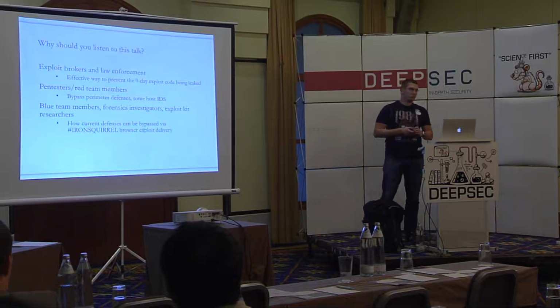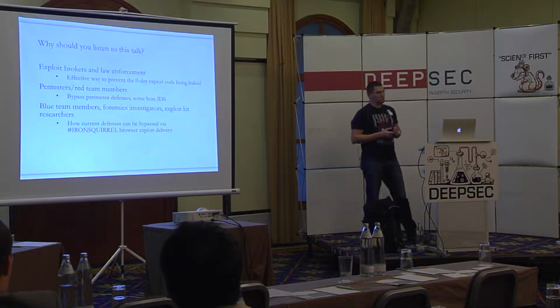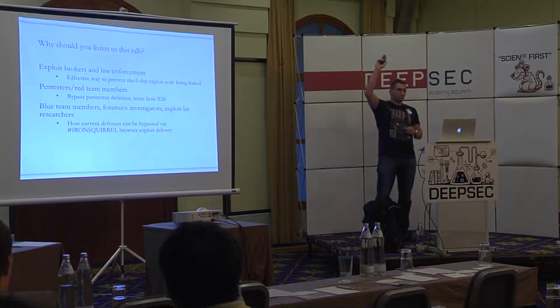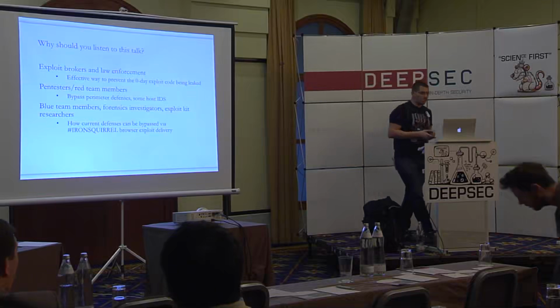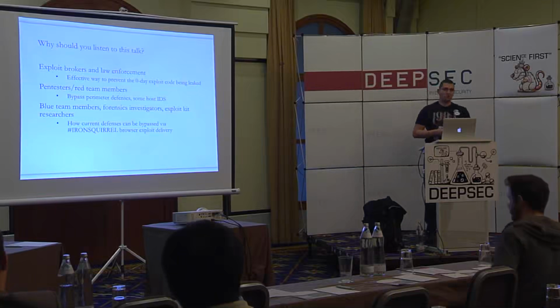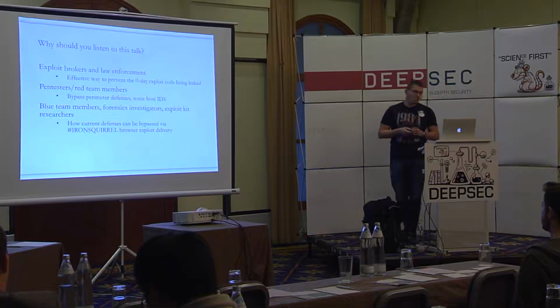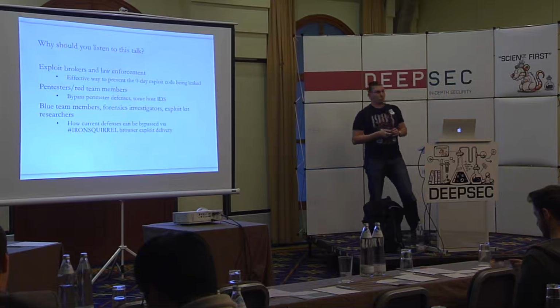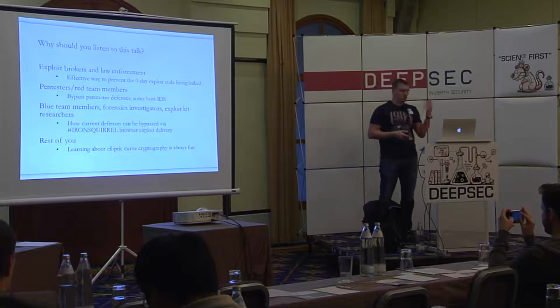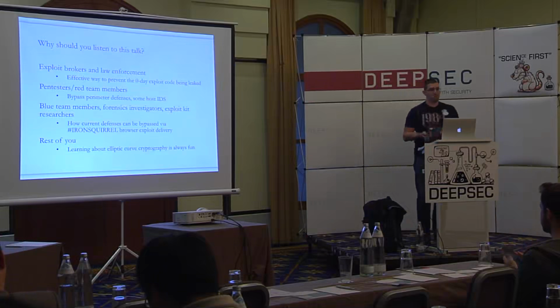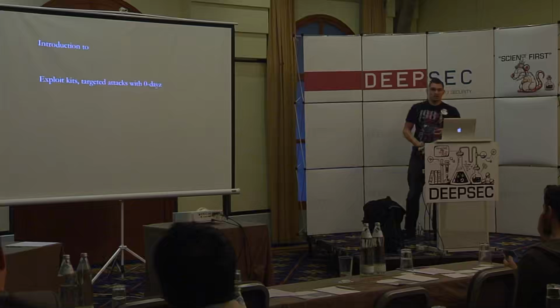If you are a blue team member doing forensic investigations or just researching exploit kits, all right, I'm going to show you how your current defenses can be bypassed with a tool like my Iron Squirrel attack tool, and what you should look for when you do forensic investigation. And if you are in none of these topics, then maybe learning about elliptic curve cryptography can be fun. So let's start with the introduction.